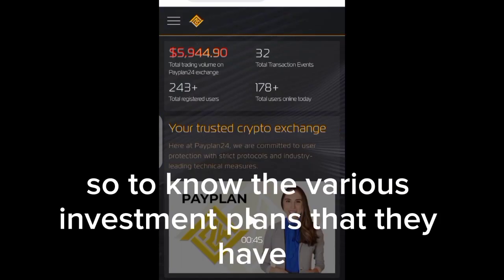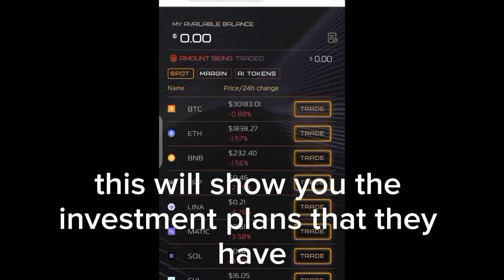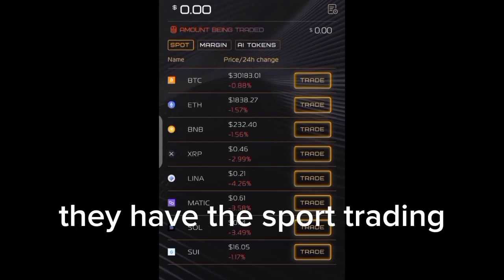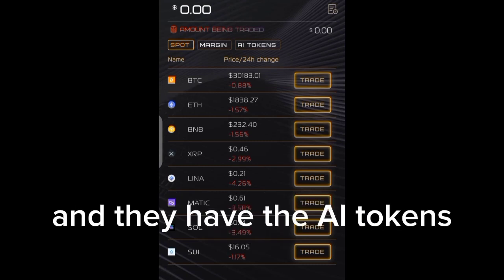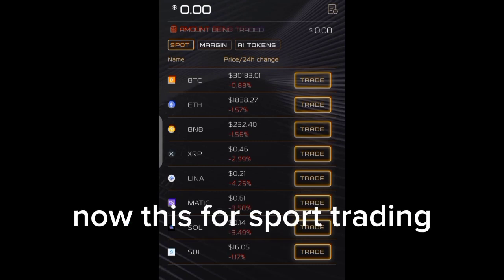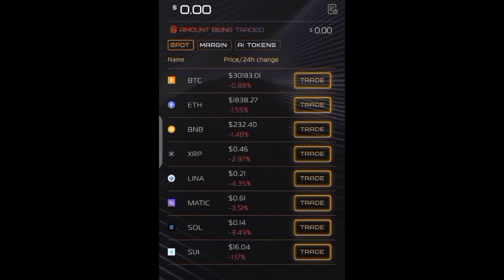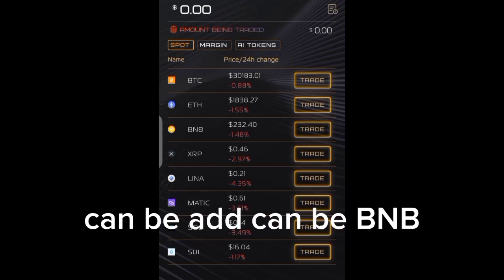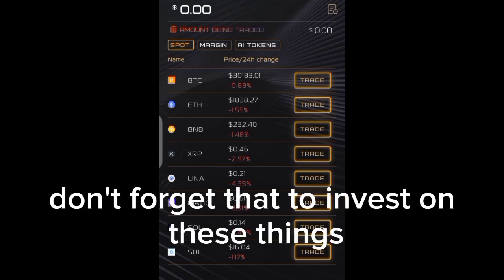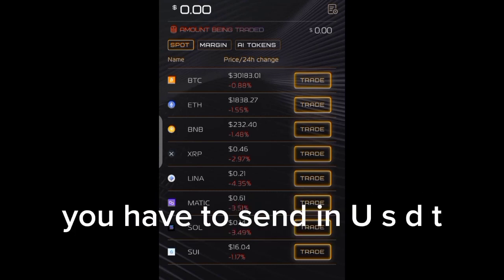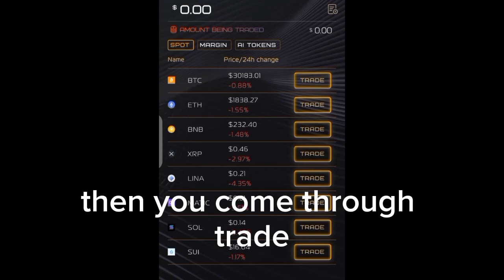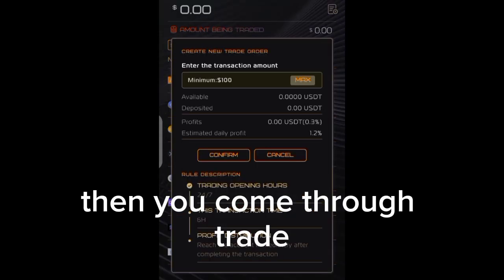To know the various investment plans that they have, you have to click at this center here. This will show you the investment plans that they have. They have spot trading, margin trading, and AI tokens. For spot trading, they have selected coins that they trade on. So it can be BTC, ETH, or BNB. Don't forget that to invest on these, you have to send in USDT. Then you come to trade.